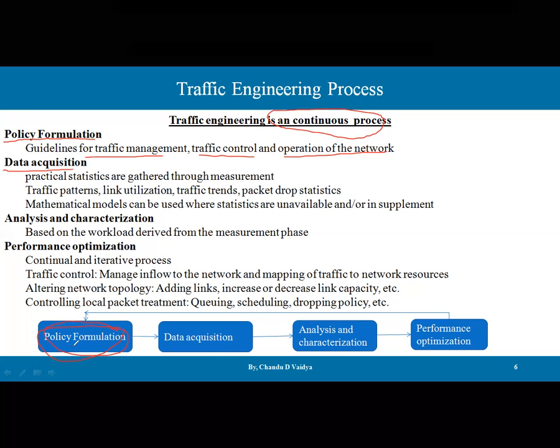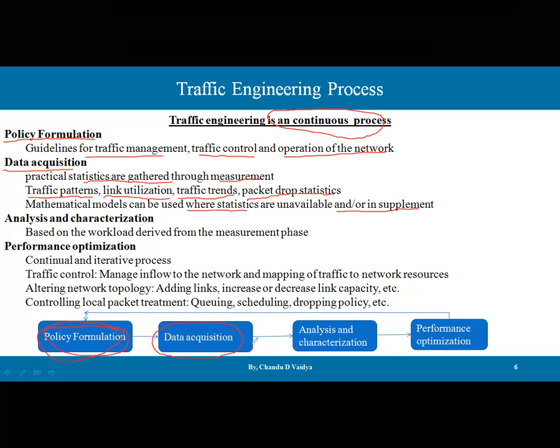Data acquisition. Once the policy formulation is done, statistics are gathered practically through measurements. The measurements are done and the statistics are collected. What are the traffic patterns, whether random, occasional, or contiguous, what is the link utilization, what are the traffic trends, what are the packet loss and drop statistics? Everything is collected here. So measurements can be taken and statistics collected for taking decisions on the basis of different parameters. Mathematical models can be used where statistics are unavailable, or as a supplement.